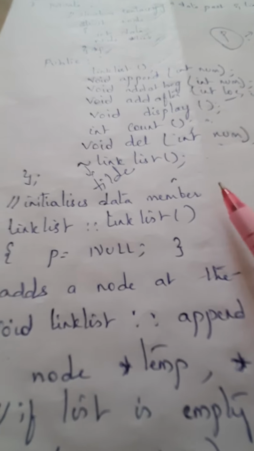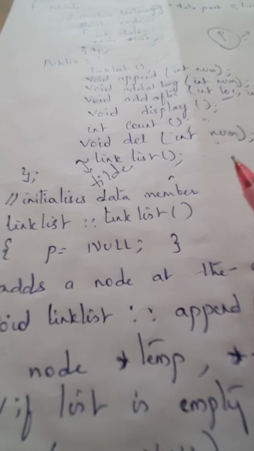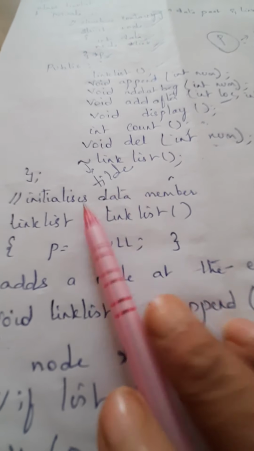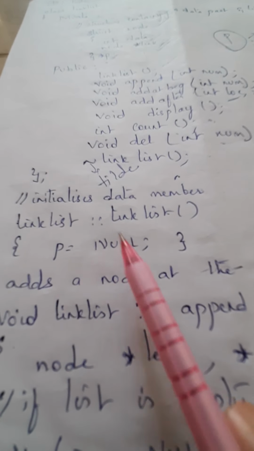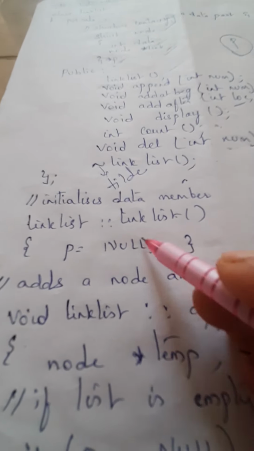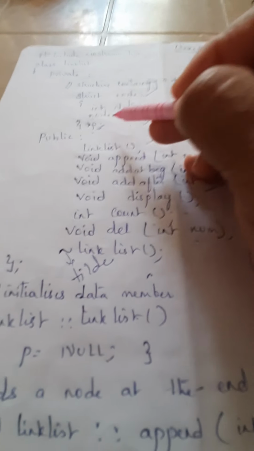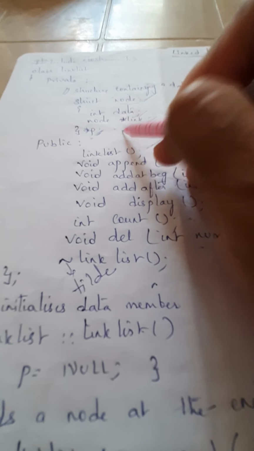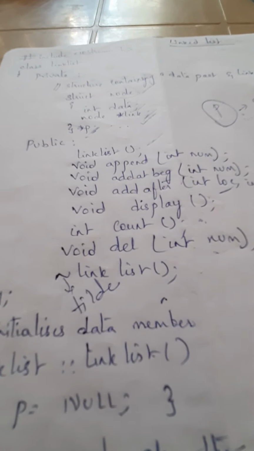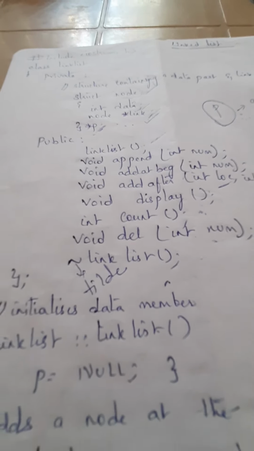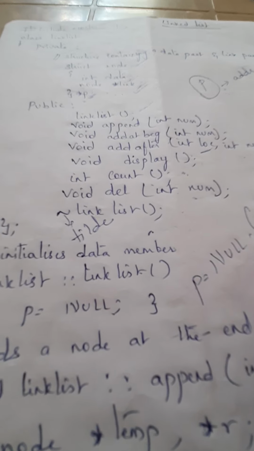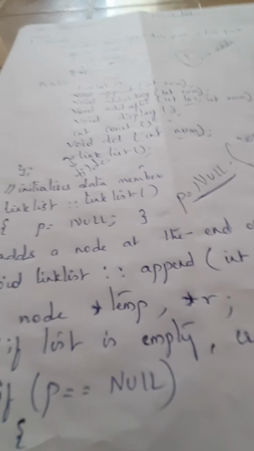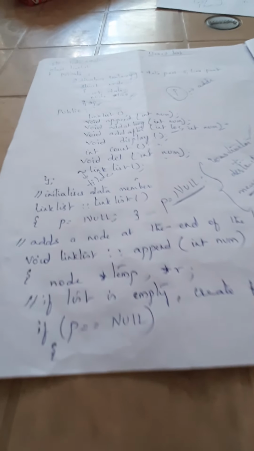Next, how we are initializing the data members of the class in the constructor. So here LinkedList::LinkedList, p = NULL. We are initializing the pointer variable p as NULL. What is happening here? Since you don't have the address of any node, p is initialized as NULL, which means no nodes have been created yet. Clear?